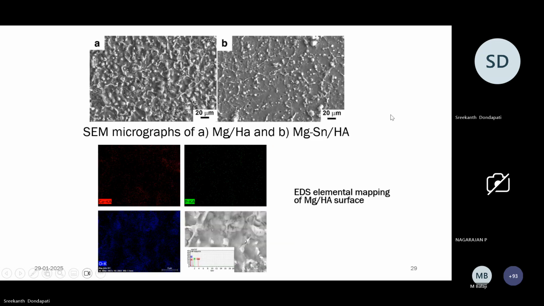If you look at the same scanning electron microscope images, you can find the difference between MgHA and MgSnHA. Here, the particles we are seeing are the hydroxyapatite particle distribution. Along with that, we can also see the segregation of Mg2Sn phases and all these things. And we can see the EDS elemental mapping of the MgHA surface. You can see the calcium and phosphate presence, which is from the hydroxyapatite we have added. So we can say that it is nicely distributed over the surface.